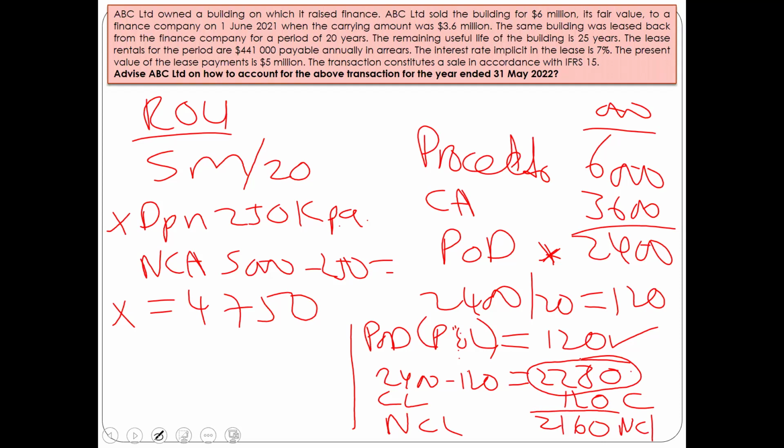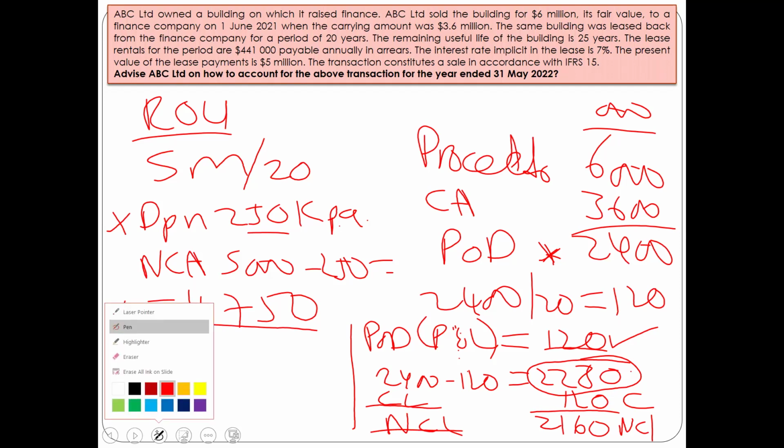So from a right of use asset, we have depreciation 250, statement of profit and loss. We have profit on disposal 120, statement of profit and loss. We have 4,750 non-current assets that goes to statement of financial position. We have 120, the current portion of the deferred revenue that goes to current liabilities in the statement of financial position. We have 2,160, which is the non-current portion of the deferred revenue, which goes to statement of financial position. So that's what we need to know from a right of use asset perspective.